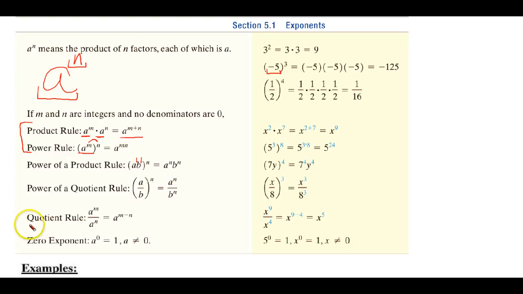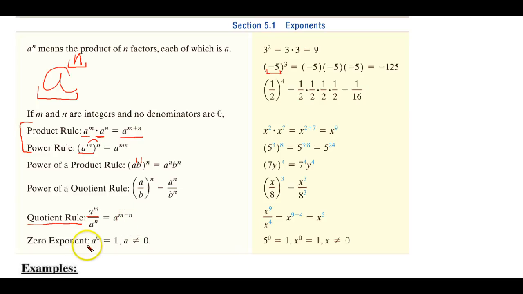Now a quick review of the quotient rule, and quotient, recall, is in a sense a fraction, and division. We take the smaller exponent, move it across the division bar, and it changes its sign, and we subtract. Because if we're multiplying, we're adding. When we divide, we will subtract.